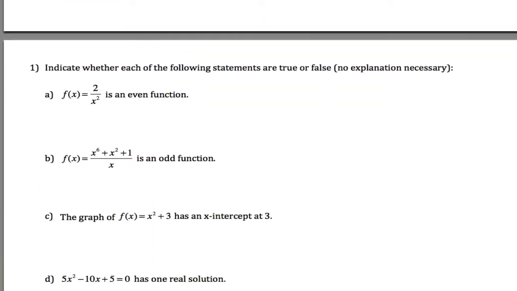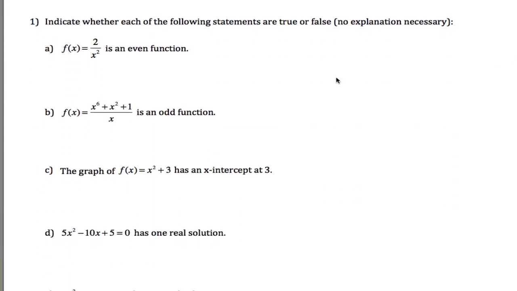The first thing you'll see on your midterm, either tomorrow or Friday, is a bunch of true-false questions. And the first of these, it's giving me a function, and it says, true or false, this function is an even function. What you need to know for that is kind of the definition of an even function. And as long as I'm here, I might as well tell you the definition of an odd function. So an even function is one such that f of negative x equals f of x.